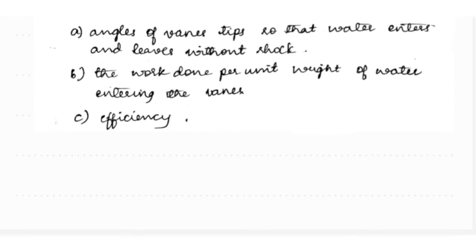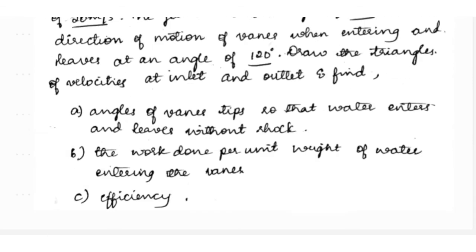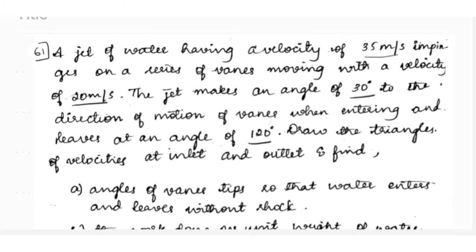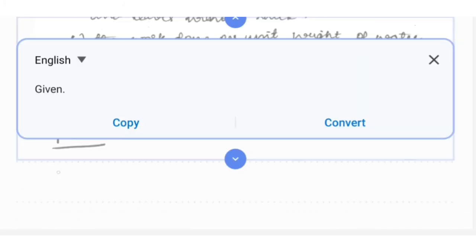So let us write down the given data. In the beginning they have given the velocity of jet. So velocity of jet at inlet is given.